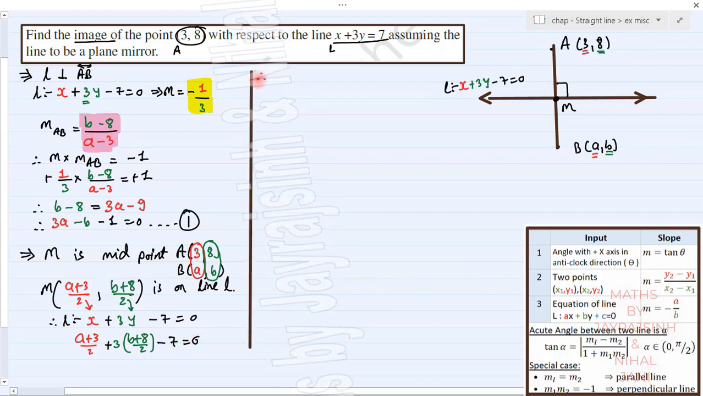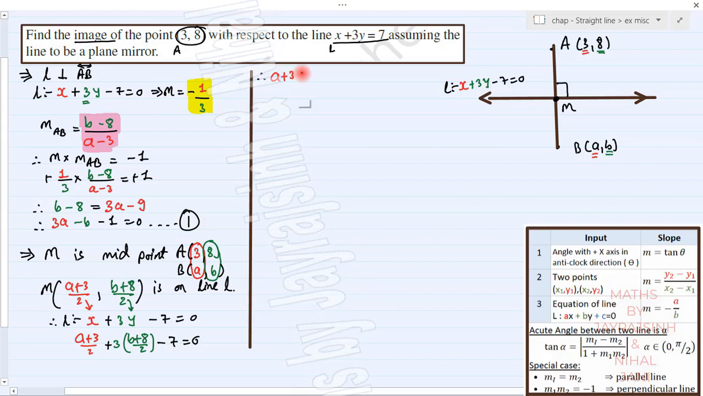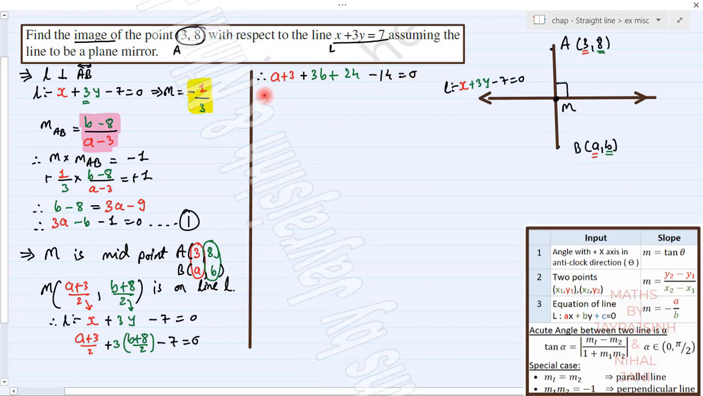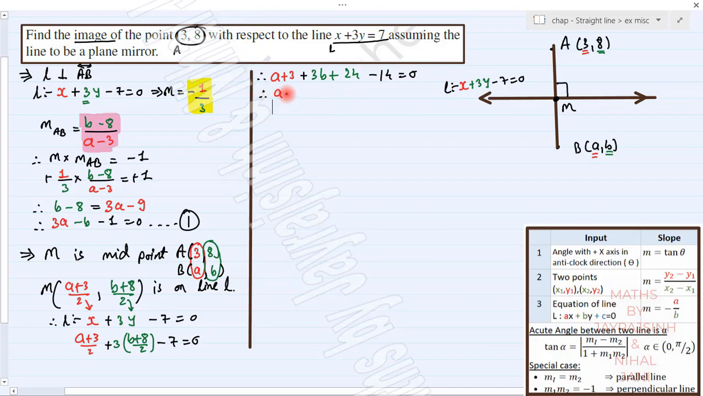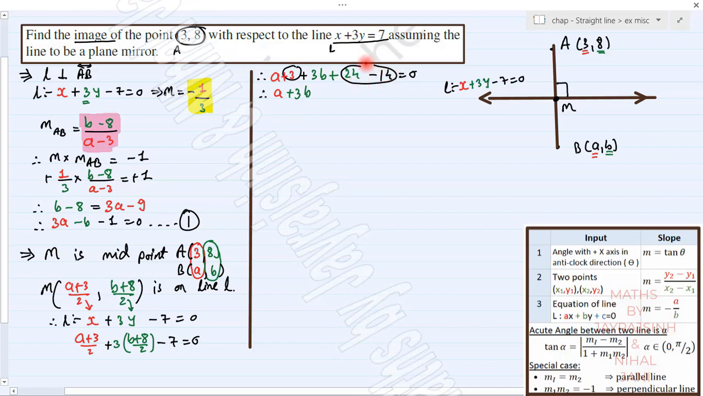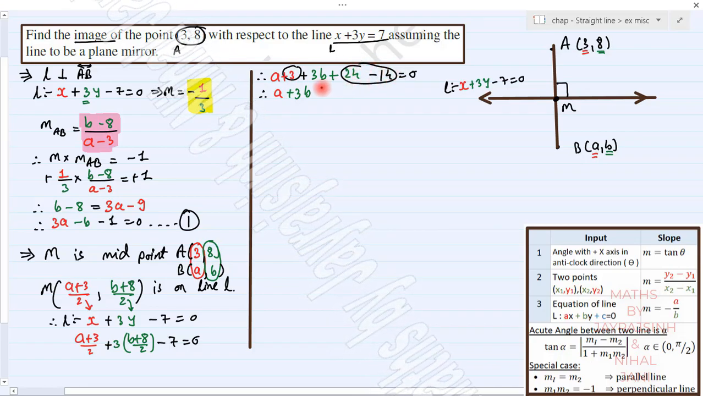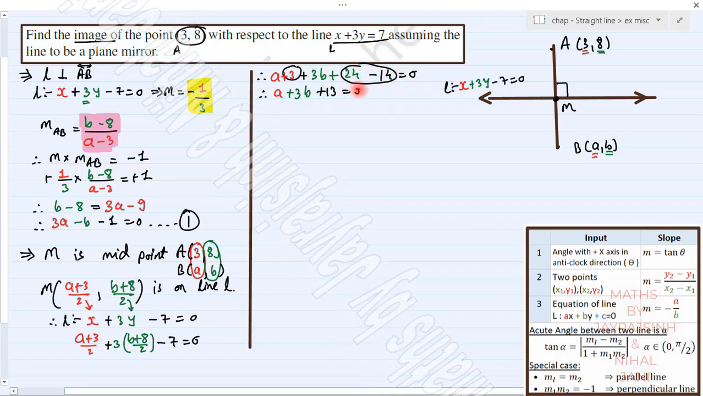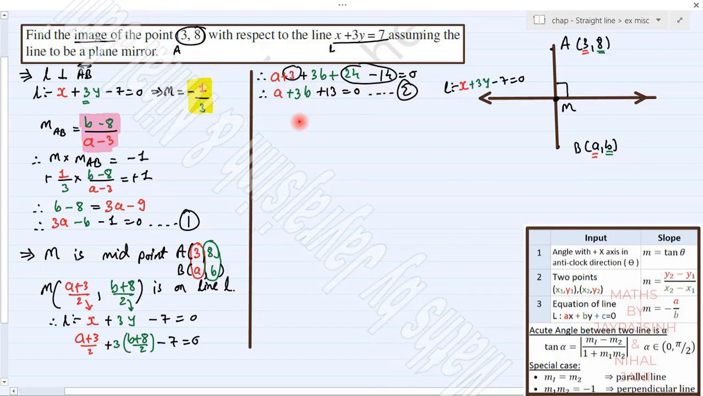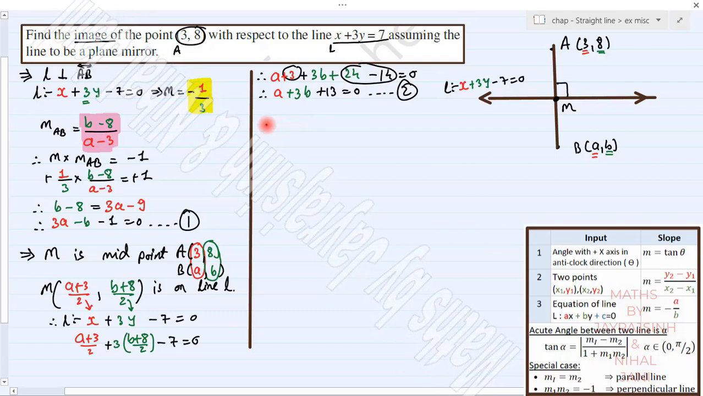Now let's simplify. Take the LCM of 2. We will get a plus 3 plus 3b plus 24 minus 14 is equal to 0. Or we will get a plus 3b plus 13 is equal to 0, since 3 plus 24 minus 14 will give us 13. So we get our second equation. Now we have to solve equation number 1 and 2.